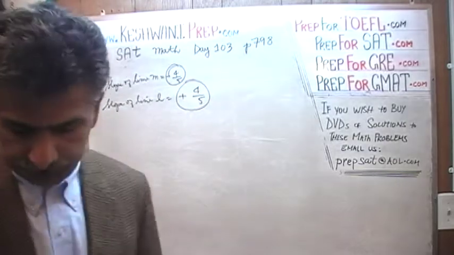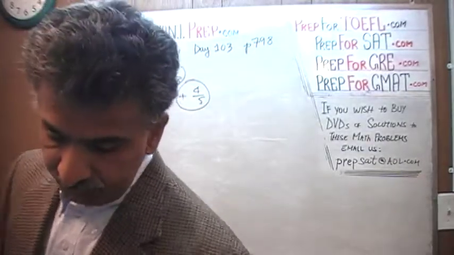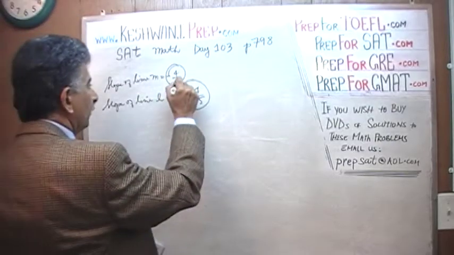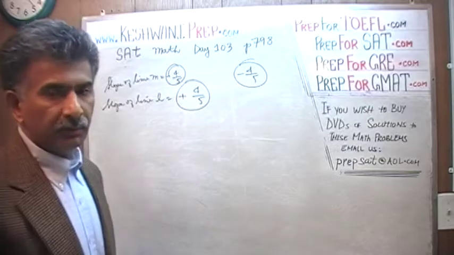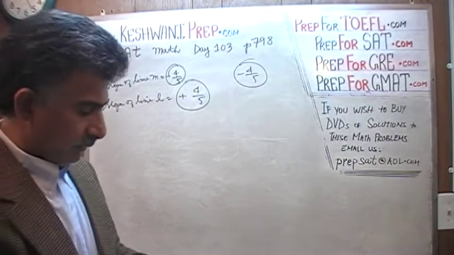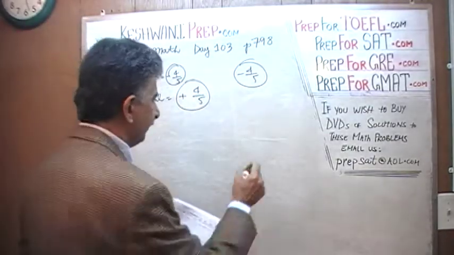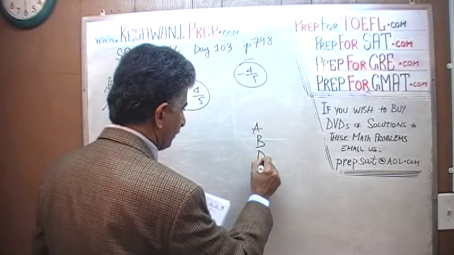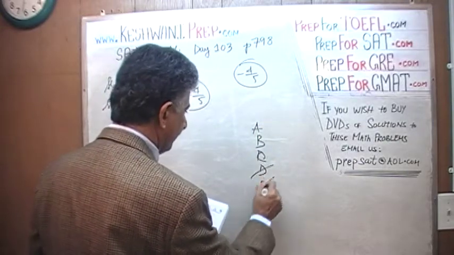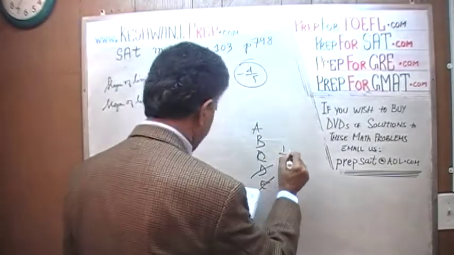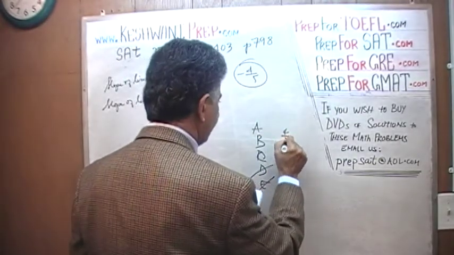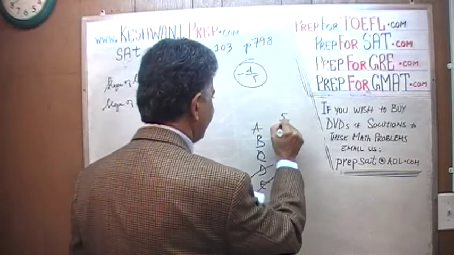The very first thing we realize is that because the original line is given as negative 4/5, we already know the correct answer will have a positive slope, which means among the 5 answer choices, D and E are not the right answer because they have negative slope. And then we have 1/5, and then we have 4/5, and then we have 5/4.